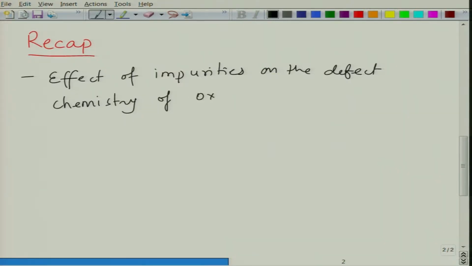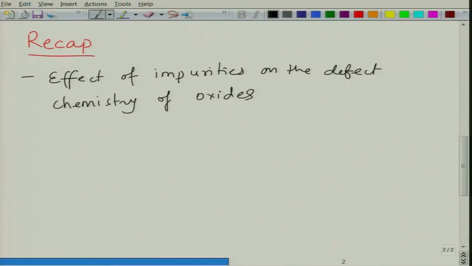of oxides. So when you have an oxide MO and you put in M2O3 in it, then you bring in extra oxygen into the system. This extra oxygen coming into the system will give rise to electrons, or it can also give rise to metal vacancies. And if you bring in an oxide which is M2O, then it does the opposite. So you can also use these impurities to tailor the defect chemistry.